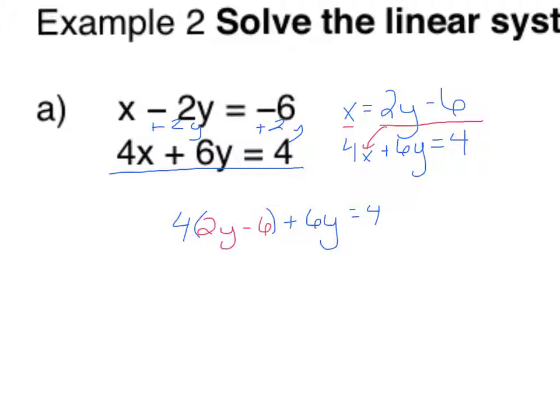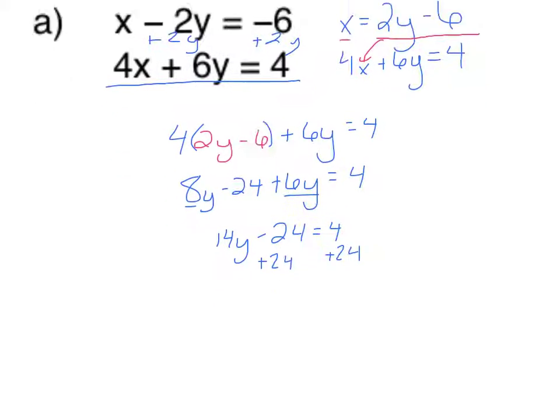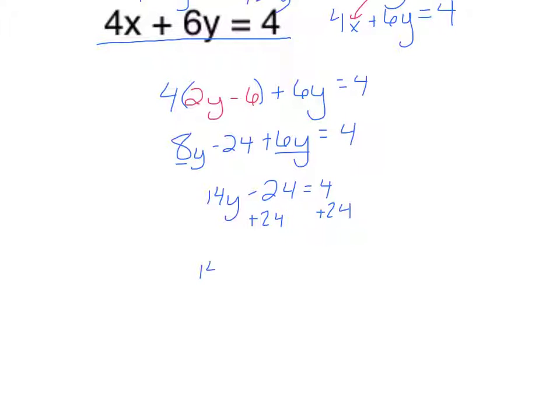I have to distribute my 4 and I get 8y minus 24 plus 6y is equal to 4. I combine my like terms: 8 and 6, I get 14y minus 24 is equal to 4. I add 24 to both sides. I get 14y. Let me scroll down here. I get 14y is equal to 28. I divide by 14. I get y is equal to 2.